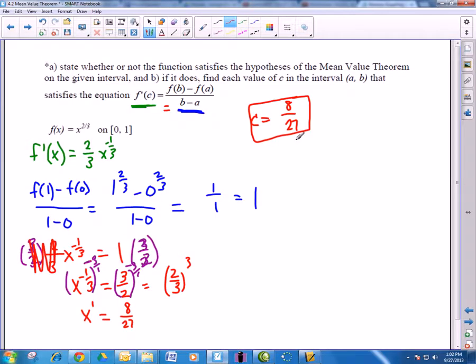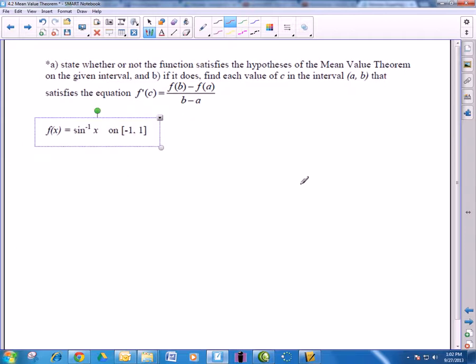Okay, so there's another problem very similar to this, just uses sine. Inverse sine rather. So go ahead and try this one on your own and then come back and see how you did.